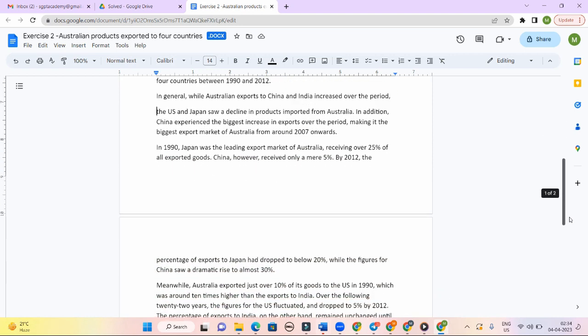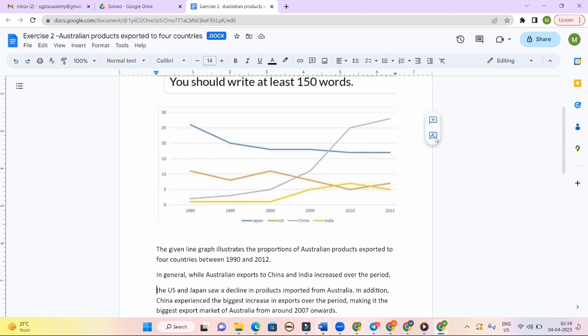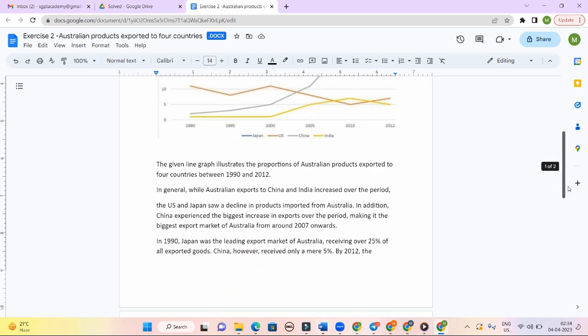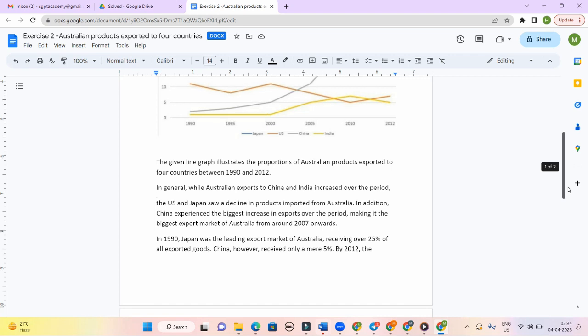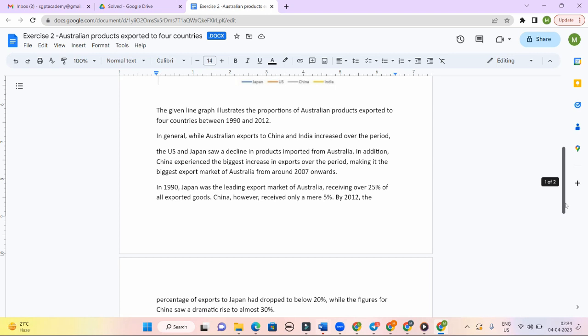Also, while the figures for China saw a dramatic rise to almost 30%. For China, it increased to nearly 30%. So here also you can see year-wise from 1990 till 2012, the comparison has been given between China and Japan.